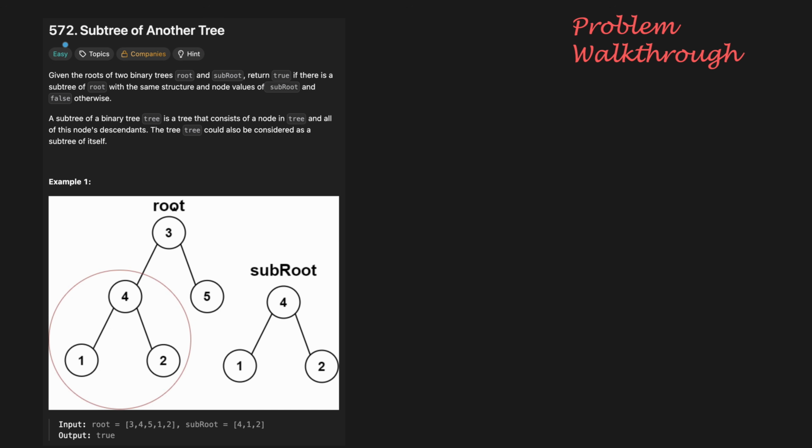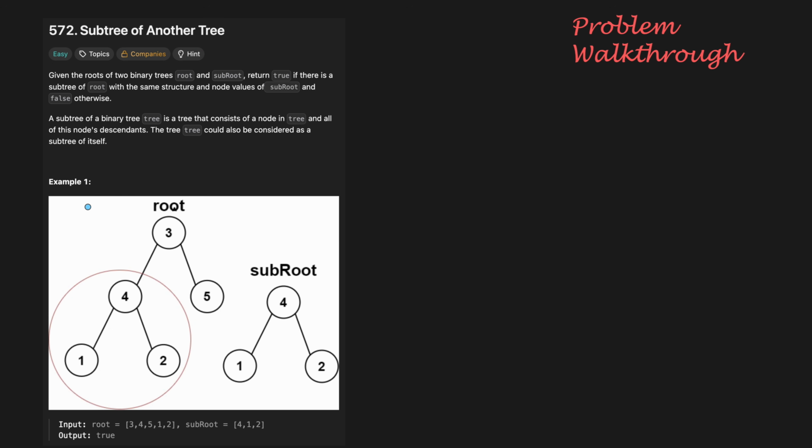Now to the problem. In this problem, we are given roots of two binary trees, root and subroot, and we should return true if there is a subtree of root with the same structure and node values of subroot, and false otherwise. A subtree of a binary tree is a tree that consists of a node in the tree and all of these node's descendants. A tree could also be considered a subtree of itself.